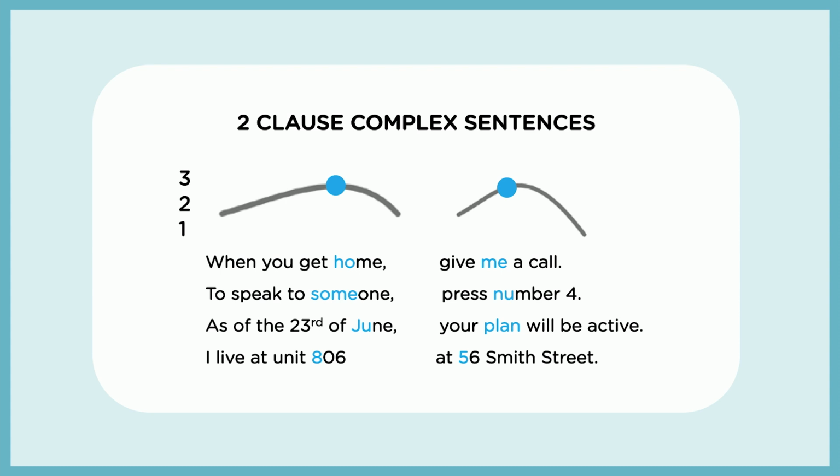Have a listen. When you get home, give me a call. To speak to someone, press number 4. As of the 23rd of June, your plan will be active. I live at Unit 806 at 56 Smith Street. So on all of those little syllables that were blue, they were the highest part of my voice. Right, okay.